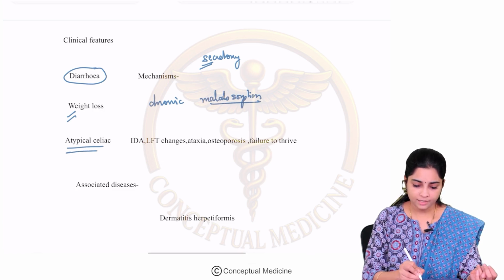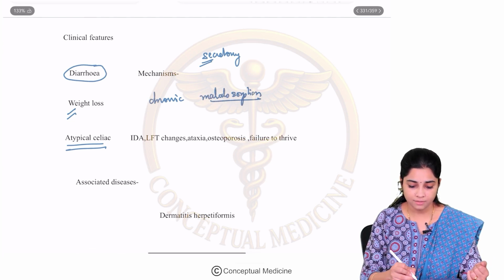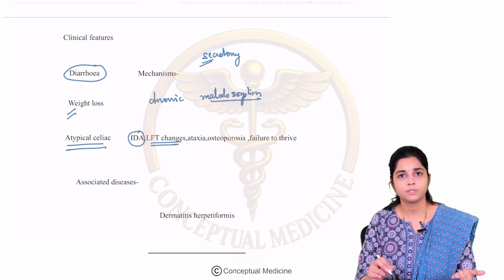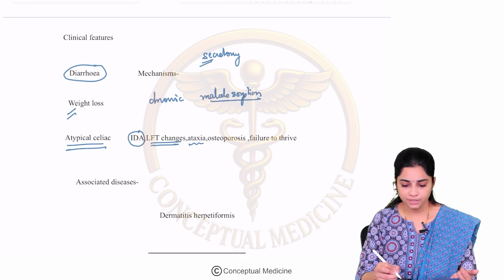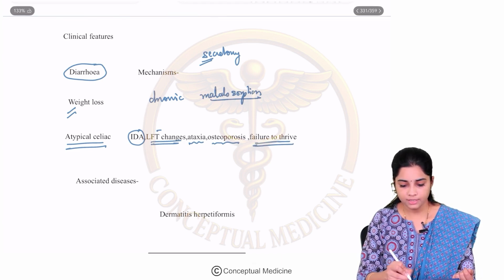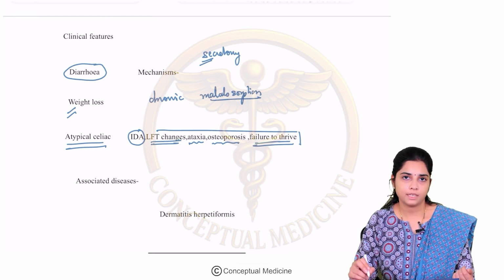And what is atypical celiac disease? Atypical celiac disease is when the disease presents without diarrhea and it predominantly presents with iron deficiency anemia and LFT changes. Why iron deficiency anemia? Because iron is predominantly absorbed in the small intestine. Then there can be ataxia where there is neuropathy. Then there can be osteoporosis or failure to thrive. If all these symptoms are present, then this is what we call atypical celiac disease.